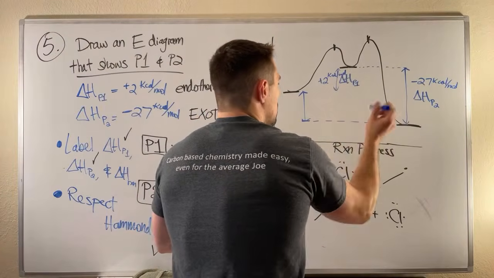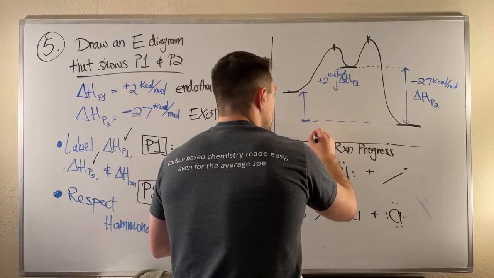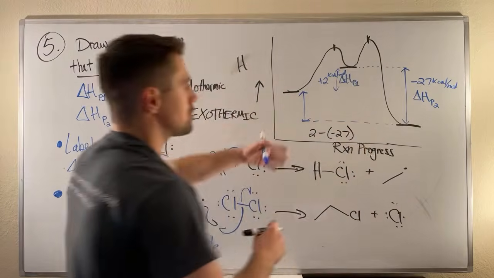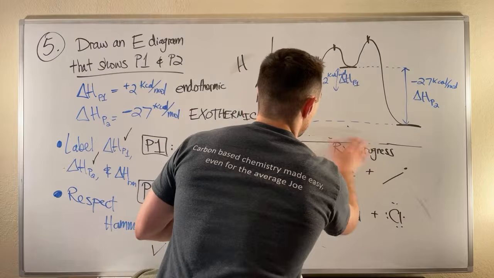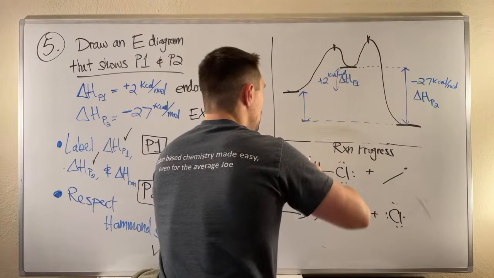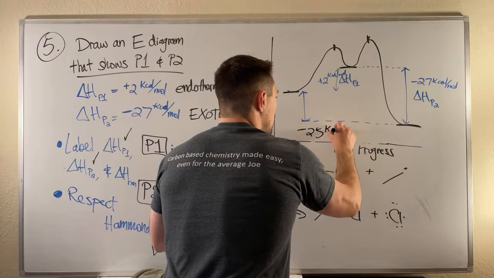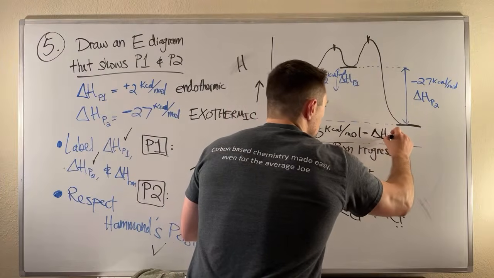Okay, so we can get that distance by doing 2 minus a negative 27. Or you can just add the enthalpies here, maybe that's an easier way of explaining it. We gained 2, but then we lost 27. Overall, that means we gave off negative 25 kcals per mole. And that is delta H reaction.